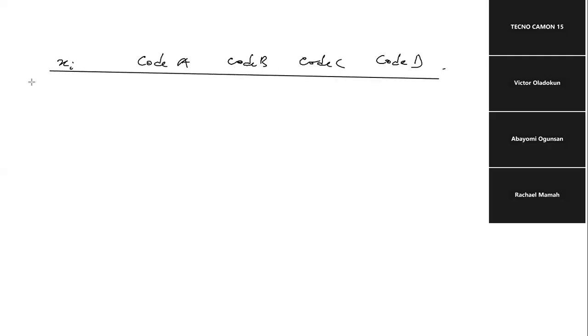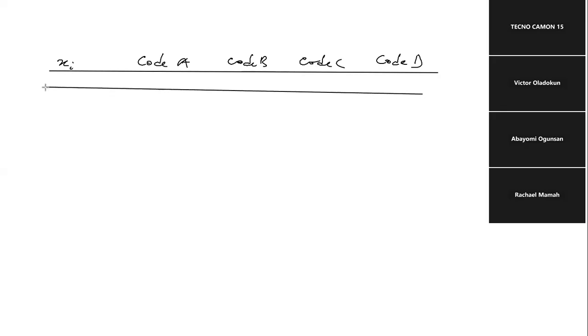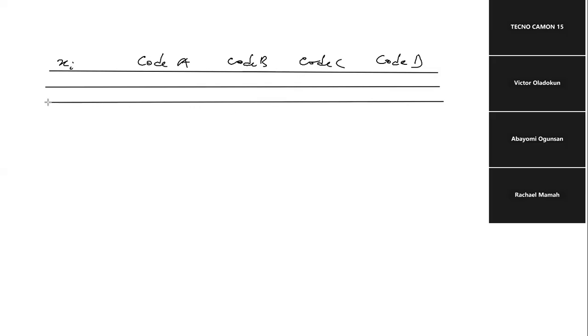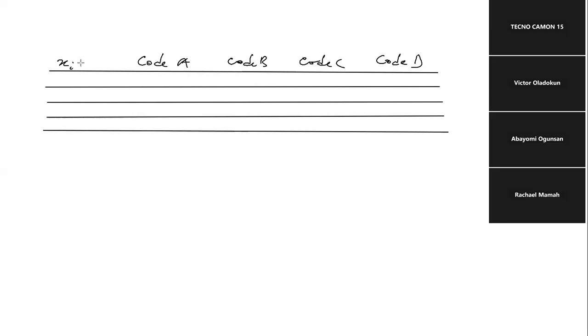So let's assume we have the symbols, then we have code A, code B, code C, and code D. So I have the first code, the second code, the third code, and the fourth code. Let's assume we have S1, S2, S3, S4. These are the symbols with their code words.